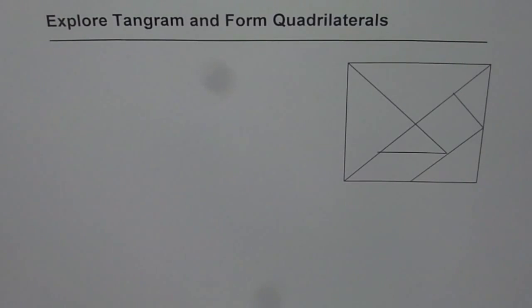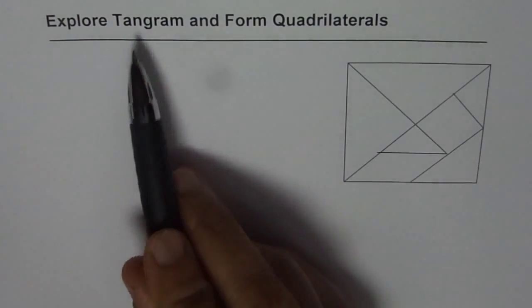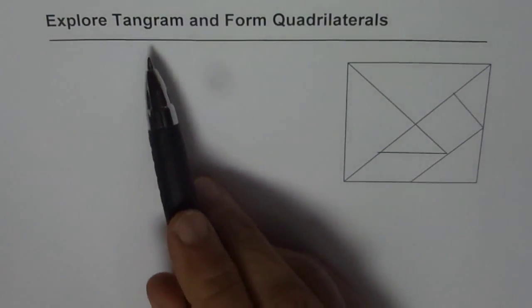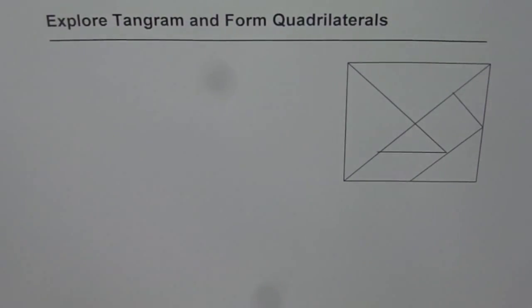Explore tangram and form quadrilaterals. I'm Anil Kumar and we will understand quadrilaterals with the help of this game. Now, what is this tangram? It is a combination of 7 pieces which make a square.